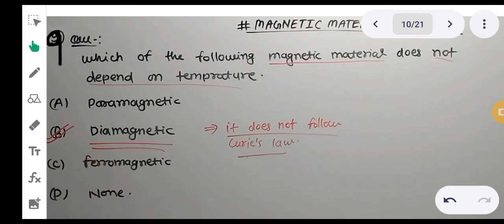Ferromagnetic material also depends on temperature, but when we apply the Curie law, only the diamagnetic material is not applicable. It doesn't follow the Curie's law. So the diamagnetic materials are the only type of magnetic material that do not follow the Curie's law, and hence it does not depend on temperature, as the Curie's law suggests.